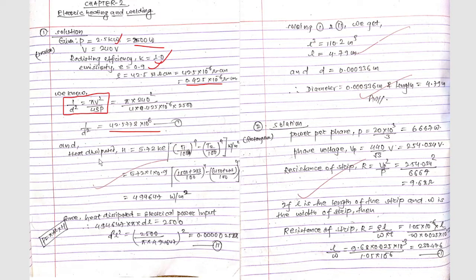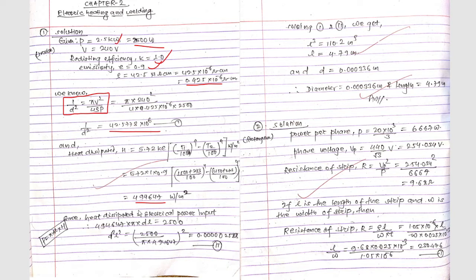Now we have the formula for heat dissipated: S equals 5.72 K e into (T1 upon 100) to the power 4 minus (T2 upon 100) to the power 4 watt per meter square. The value of K is 1, and the value of e, the emissivity, is 0.9. The temperatures T1 and T2 are also given, so we have to convert these into kelvin by adding 273. So on solving, we get 494647 watt per meter square.